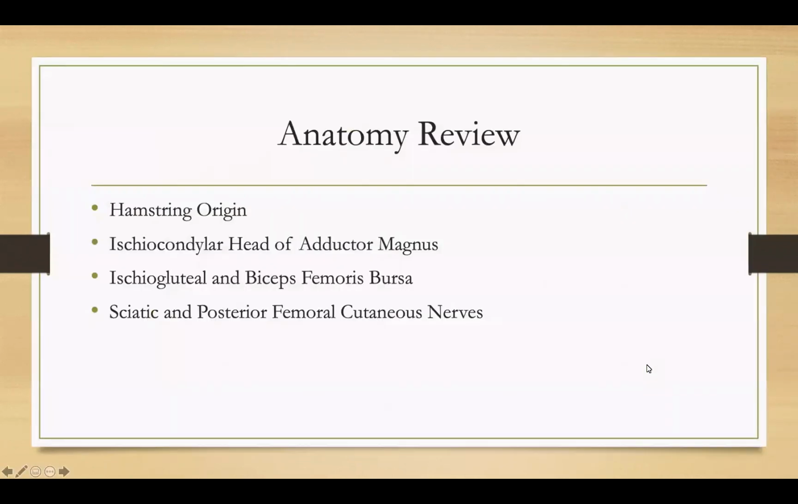We're going to review the anatomy of the area, starting off primarily with the hamstring origin, talk a little bit about the ischiocondylar head of the adductor magnus, look at the ischiogluteal and biceps femoris bursa, as well as the adjacent sciatic and posterior femoral cutaneous nerves.